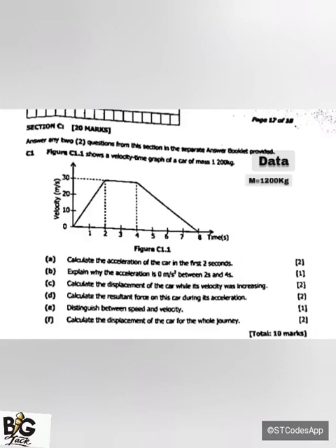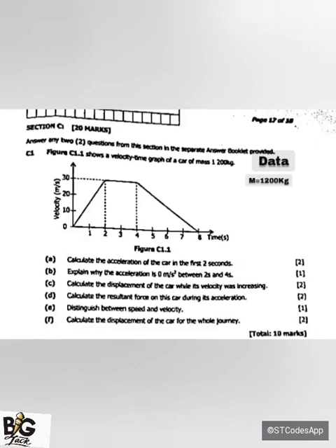Now the first question, question A, says calculate the acceleration of the car in the first 2 seconds. Acceleration is the change in velocity with time, or the rate of change of velocity. When you say rate, you're talking about what? Time. So acceleration can only be done when the velocity is changing and also the time is changing. If the time is changing and the velocity is not changing, there will be no acceleration. As a result, the acceleration is going to be what?